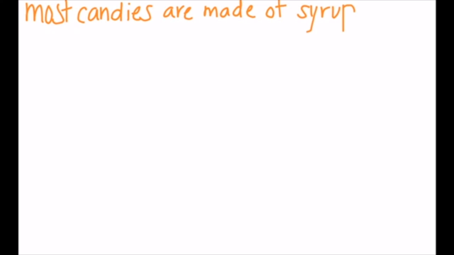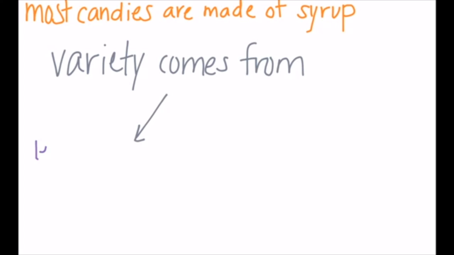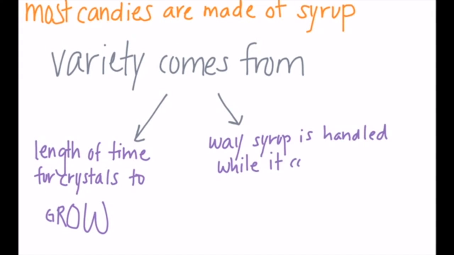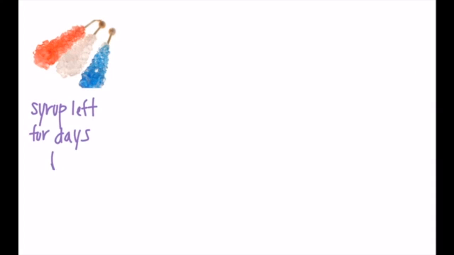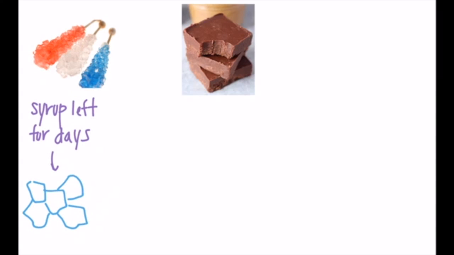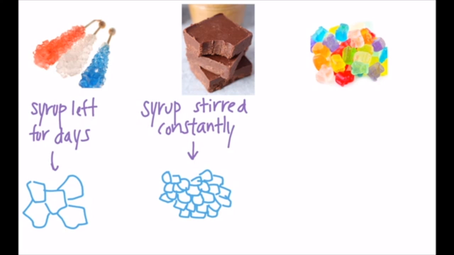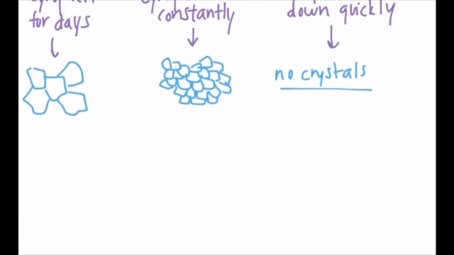So, what about other candies? Most candies are made of syrup, but the variety stems from differences in the amount of time you let the crystals grow and the way the syrup is handled while it cools down. For rock candy, as we talked about before, the syrup is left for multiple days and large crystals are created. For fudge, the syrup is stirred constantly and a large amount of small crystals are formed. For gummy bears, the syrup is cooled down very quickly, so no crystals are formed.